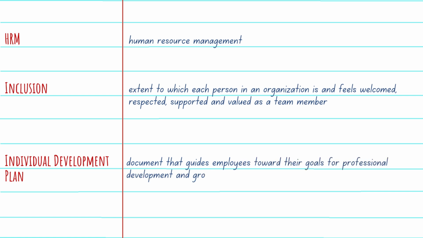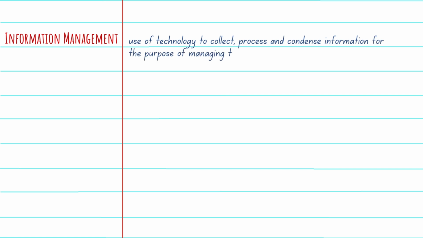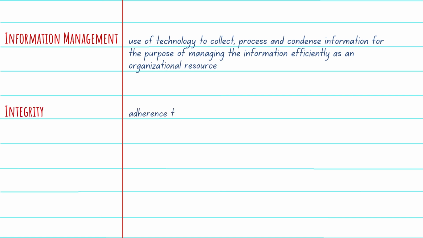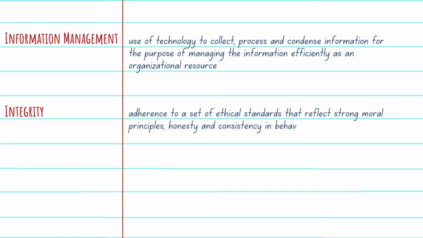growth. Information management is the use of technology to collect, process, and condense information for the purpose of managing the information efficiently as an organizational resource. Integrity is the adherence to a set of ethical standards that reflect strong moral principles, honesty, and consistency in behavior. IT stands for Information Technology.